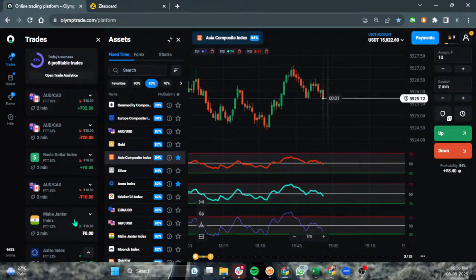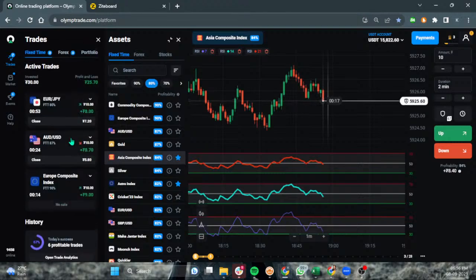So guys, this is a great example. If you see, I opened a trade of 10 USDT, it went in loss. I opened a trade of 20 to recover this one, it went in loss again. Then I opened for 40. So the 20 plus 10 has been recovered, and I am in 2 USD profit because of that. And that's how we can recover it.